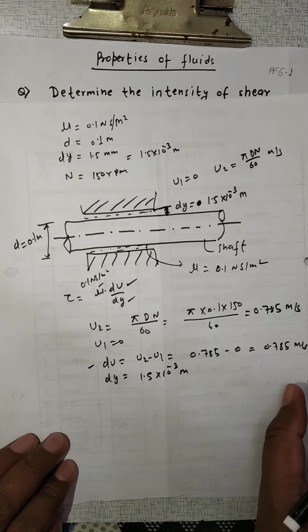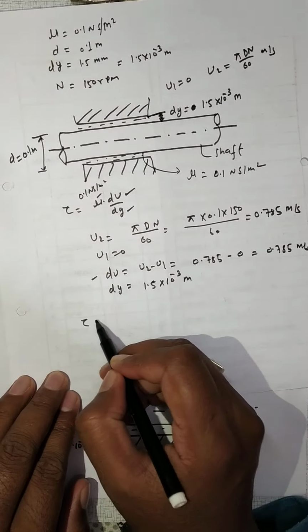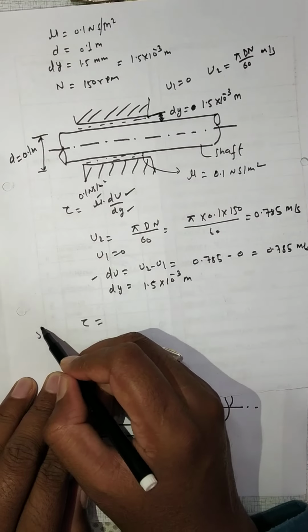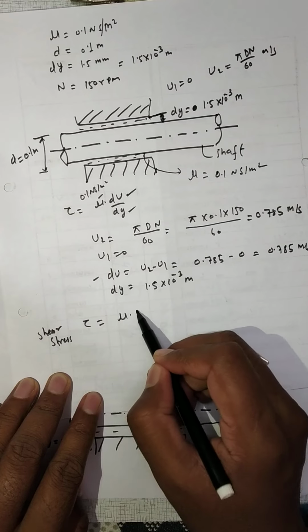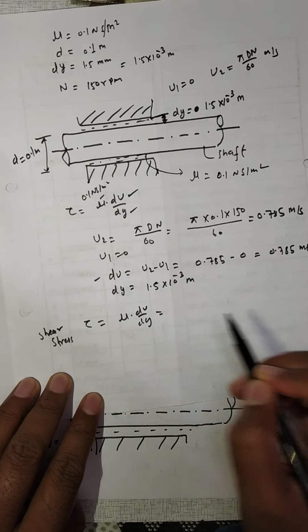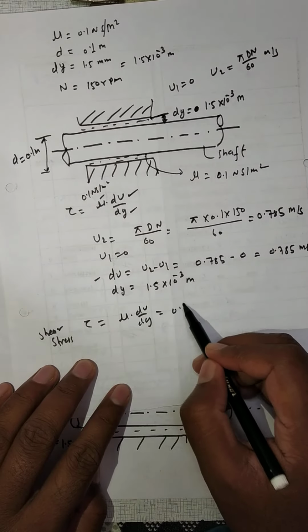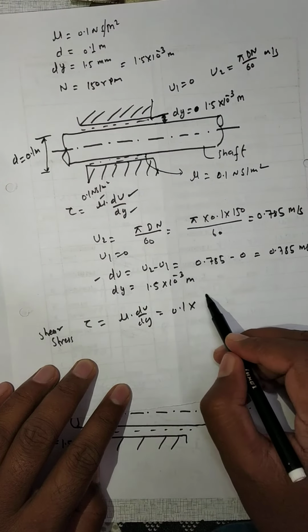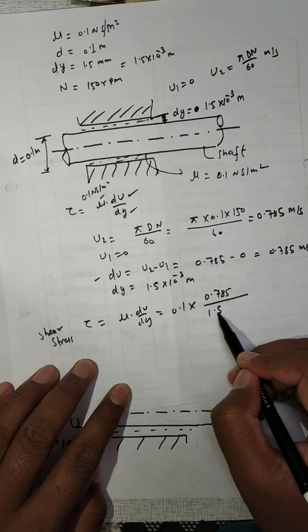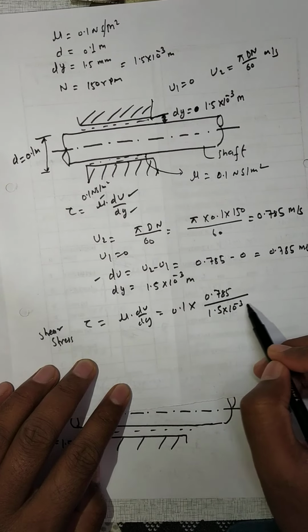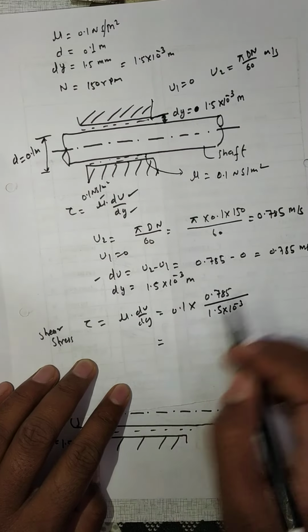So friends, from here tau value we will calculate. Tau is the shear stress, tau is equal to mu into du by dy. The mu value 0.1 into du by dy value has 0.785 and 1.5 into 10 to the power minus 3 meter. So we will calculate this value.